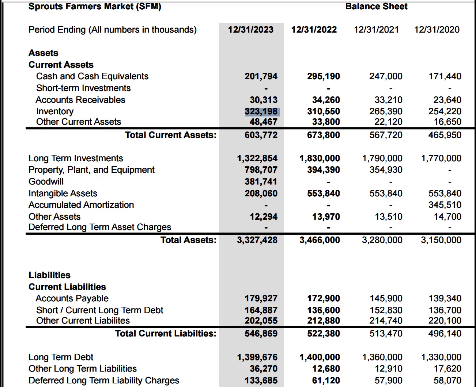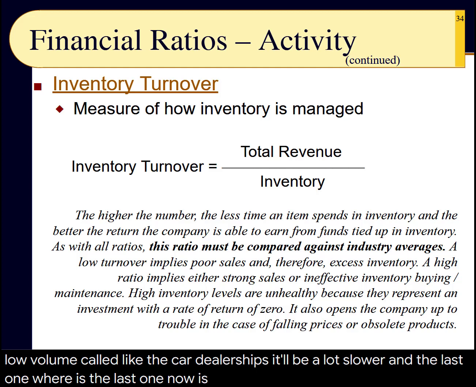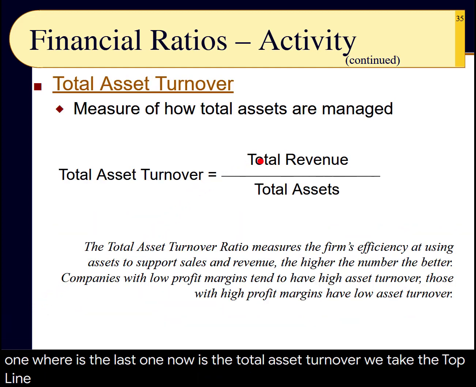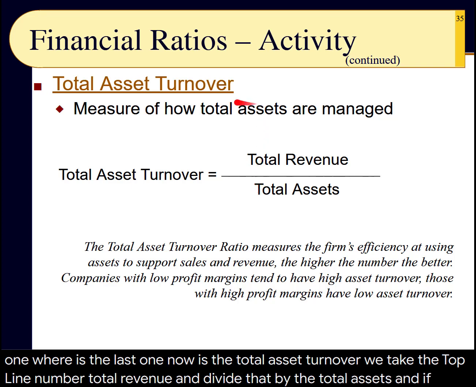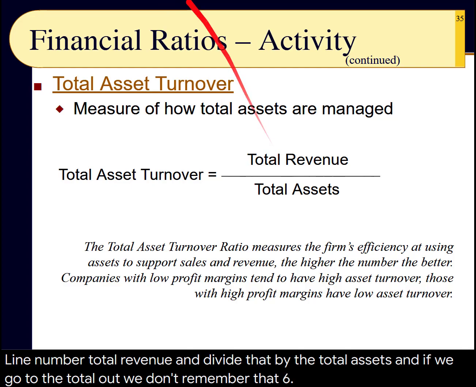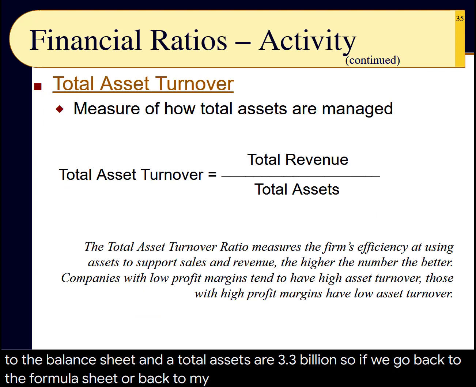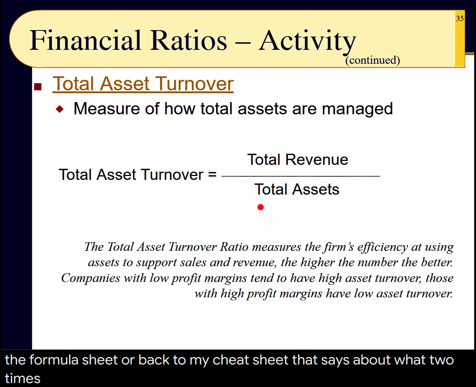And the last one is the total asset turnover. We take the top line number, total revenue, and divide that by the total assets. If we remember, that's 6.8 billion or so. We go back to the balance sheet, and the total assets are 3.3 billion. So if we go back to the formula sheet, or my cheat sheet, that says about 2 times every 6 months they're turning over the total assets.